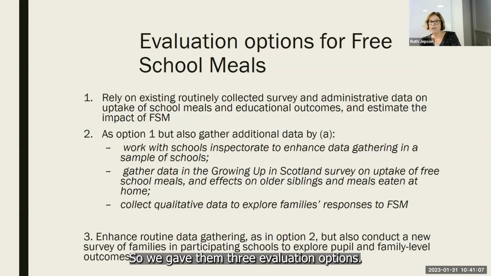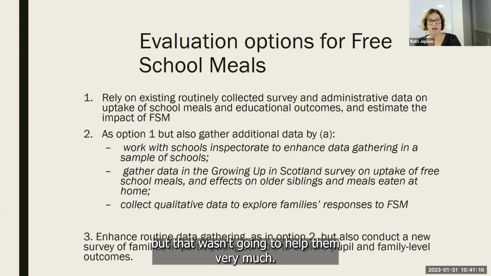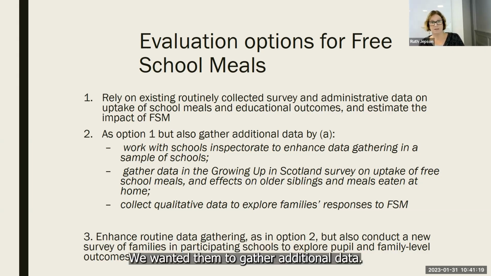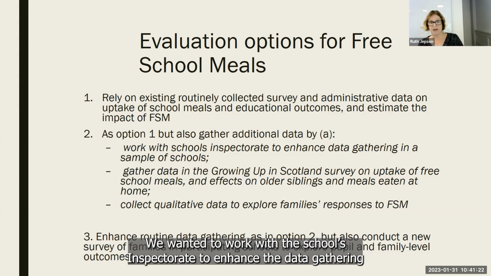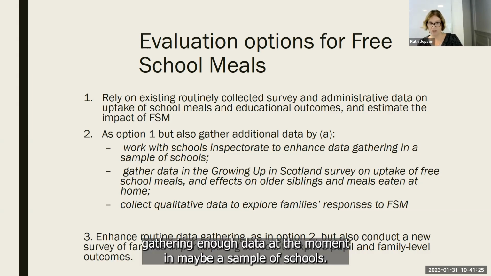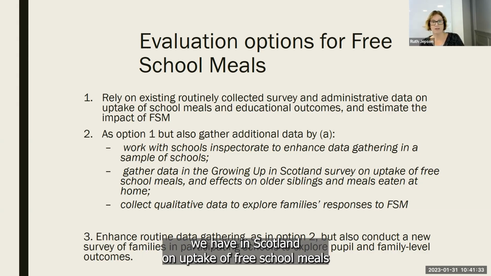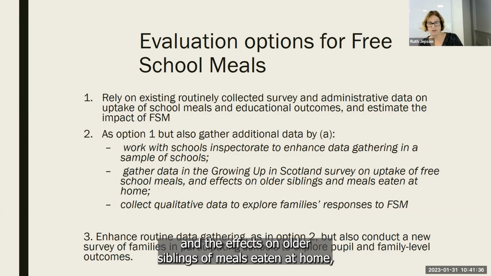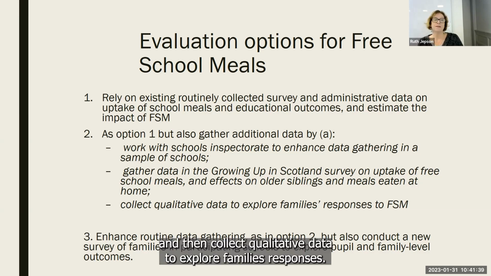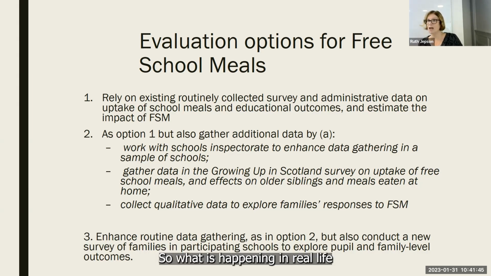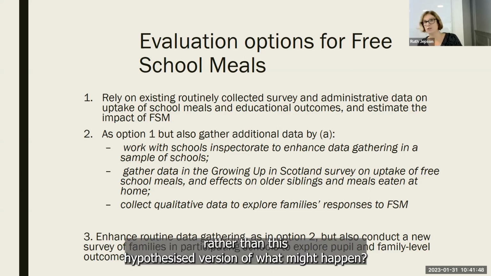So we gave them 3 evaluation options again. They could rely on existing data, but that wasn't going to help them very much. We wanted them to gather additional data. We wanted to work with the schools inspectorate to enhance the data gathering because they weren't gathering enough data at the moment, maybe in a sample of schools. Maybe look again at the Growing Up in Scotland survey, which is a big survey we have in Scotland, on uptake of free school meals and the effects on older siblings and meals eaten at home, and then collect qualitative data to explore families' responses. So what is happening in real life, rather than this hypothesized version of what might happen.